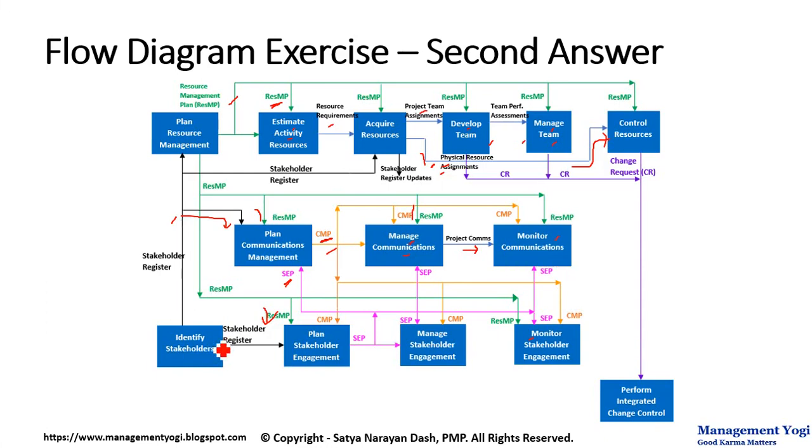Then you have identify stakeholders, which is giving you the stakeholder register. The stakeholder register is going into plan stakeholder engagement, and while creating the stakeholder engagement plan, the communications management plan, highlighted in orange, along with the resource management plan, highlighted in green, are acting as inputs, and the output is the stakeholder engagement plan. The stakeholder engagement plan, of course, will act as an input to manage stakeholder engagement, which is the executing part, and monitoring of the stakeholder engagement will happen in monitor stakeholder engagement, where the resource management plan is also acting as an input.